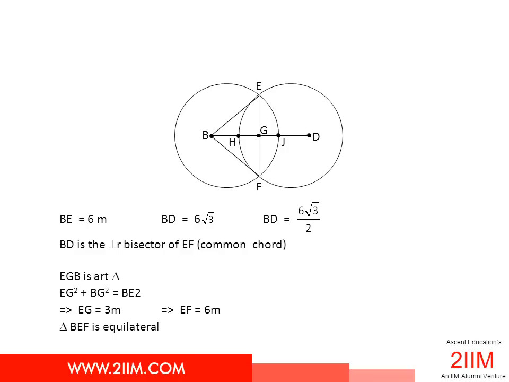Before that, we need to find the dimensions of the triangle BEF. How do we do that? Triangle BEG is a right triangle. So EG square plus BG square should be equal to BE square. We know BG is 6 root 3 by 2. We know BE is equal to 6, so EG should be equal to 3 meters. In other words, BE equal to BF equal to EF equal to 6 meters, so triangle BEF is an equilateral triangle. Now, how do we use this?